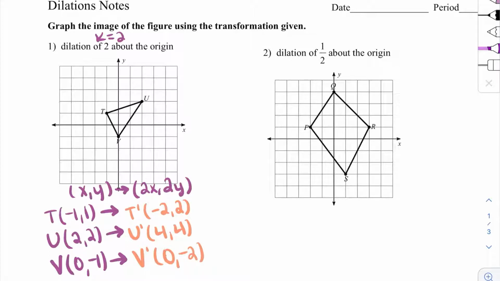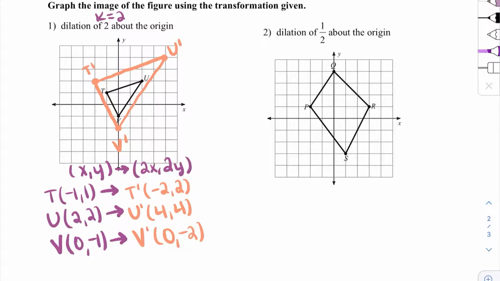Now we will go plot these points. Once you have plotted the points, you just need to connect them and you will have your new figure. Here is our new figure. Triangle TUV has been dilated by a scale factor of 2 to form T prime, U prime, V prime. Let's go ahead and look at our second example.